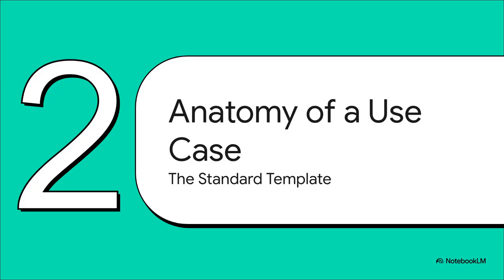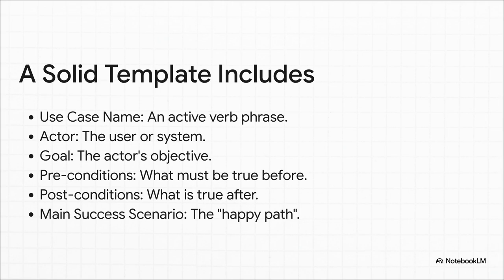So how do you actually write one of these things? To keep it all clear and consistent, especially when you're working with a team, you need a standard structure. A template is going to be your best friend. A really good template has these key parts. You've got the name, which should be a clear action, right? Like placed an online order. The actor is your user, the customer. The goal is what they want to do. Preconditions are what needs to be true before we start, like the customer has to be logged in. Postconditions are what's true at the end: the order is successfully submitted. And then the star of the show, the main success scenario.